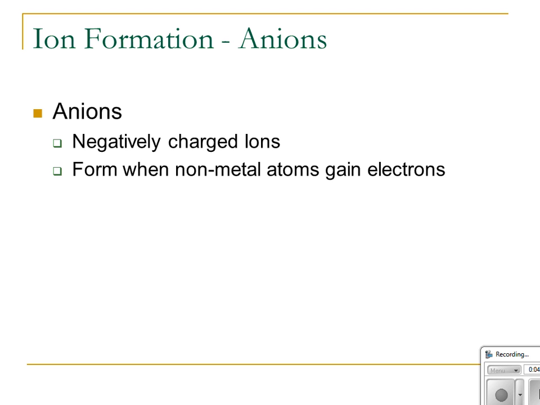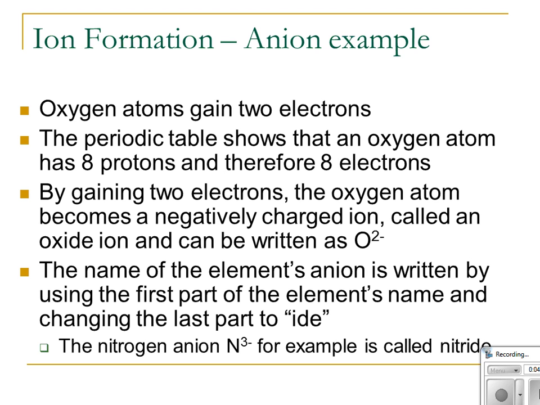Now the next part of ion formation is the anions, and these are negatively charged ions. These form when nonmetals gain electrons. So cations, positive, are usually metals losing electrons, and anions are negative and form when nonmetals gain electrons.